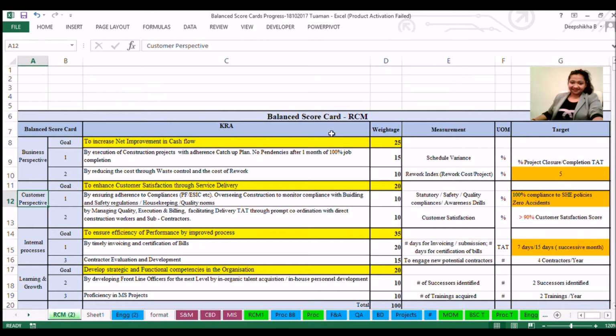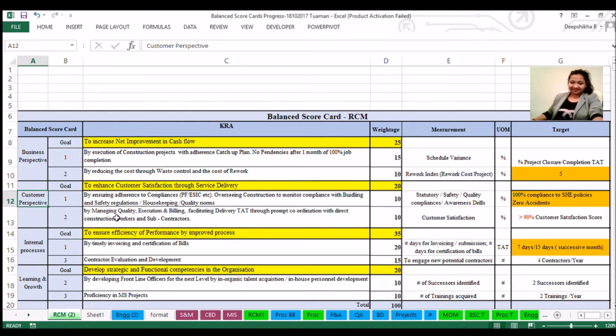In the customer perspective for an RCM, adherence to compliances, building safety regulations, and housekeeping quality norms are certain things that an RCM and somebody in a project will be able to do in order to enhance our customer satisfaction quotient. So the measurement will be safety, quality, statutory compliances, adherence drills, the unit of measurement is percentage, and the target is 100% compliance.